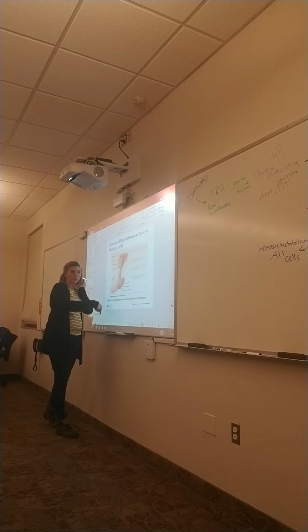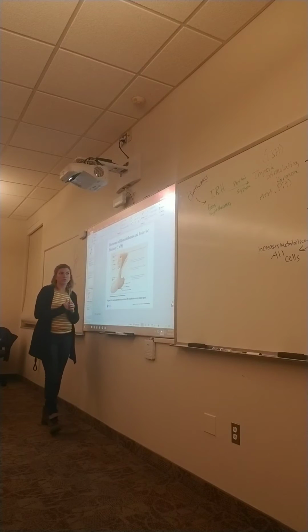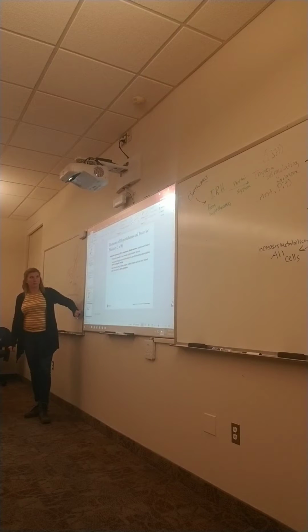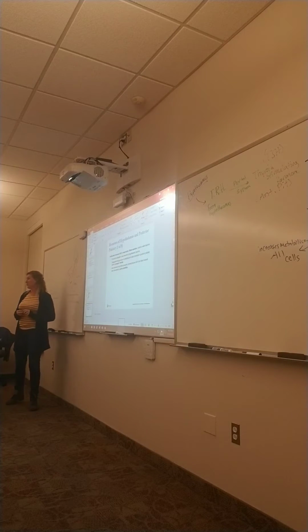There's our posterior pituitary. Again, this is all done through neural control. An actual neuron sends an action potential to our posterior pituitary: release these. Antidiuretic hormone is also called vasopressin.